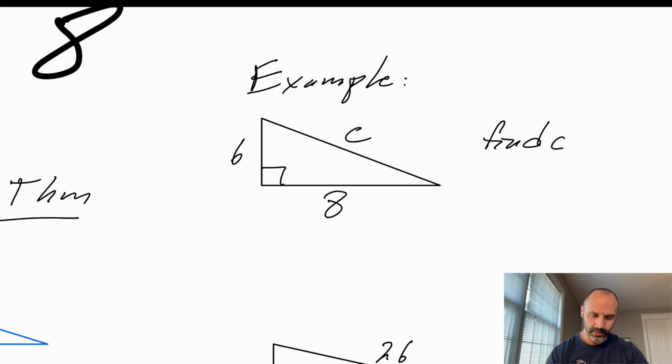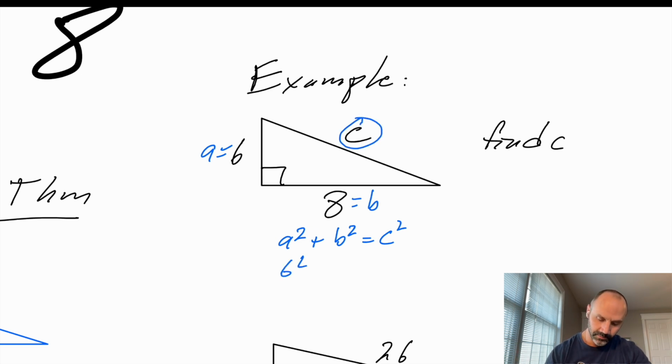Here's a triangle, and we've got two sides, 6 and 8. These are what we call the legs. a squared plus b squared equals c squared. There we go. So a is 6, b is 8, and then c is the thing that we're looking for. And so 6 squared plus 8 squared equals c squared.